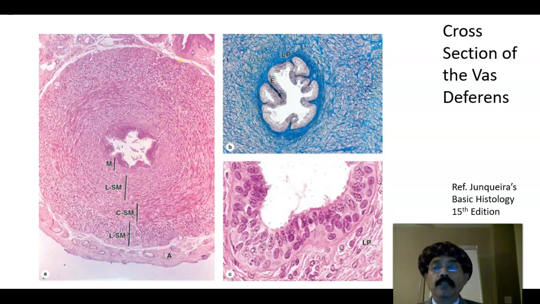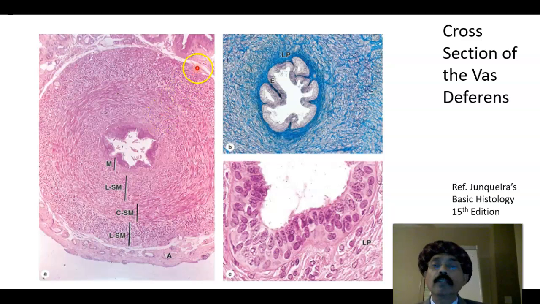This is a cross section of the vas deferens, and we can assess the histological structure in the cross section. It is composed of a thick muscle layer. The muscle layer is very essential for the peristaltic propulsion of the semen during ejaculation. This is the vas deferens here, a very thick-walled tubular muscular structure.